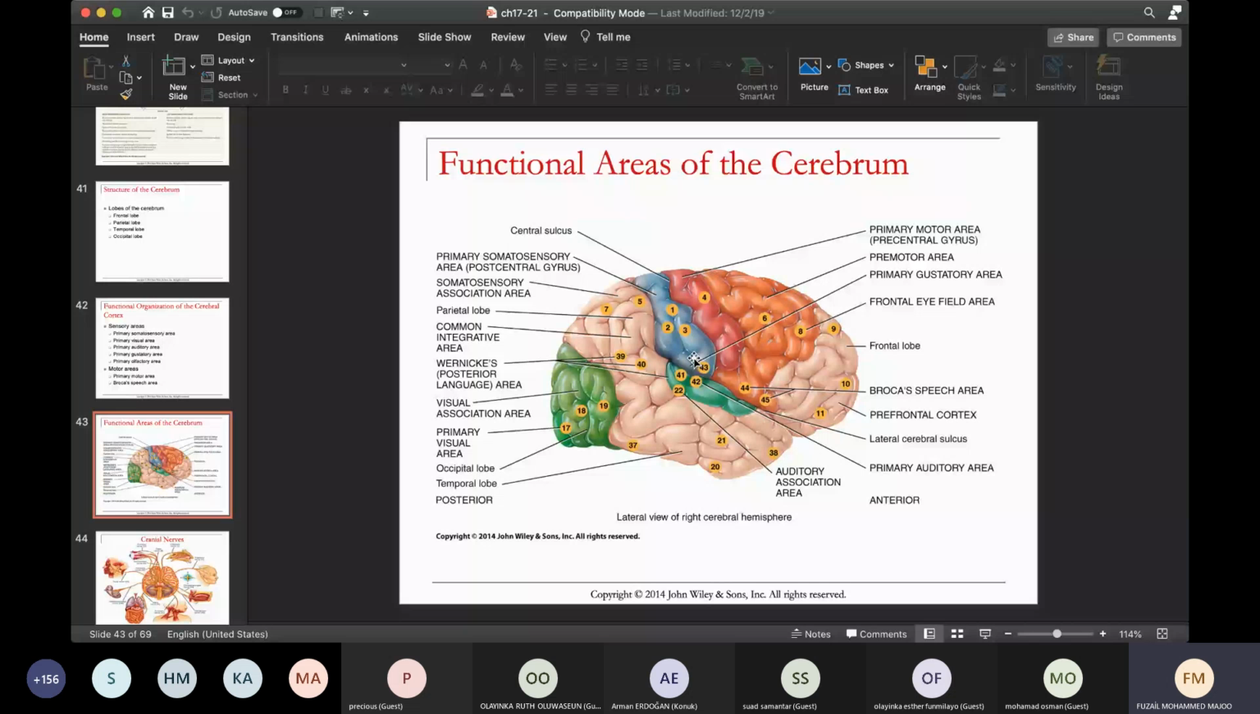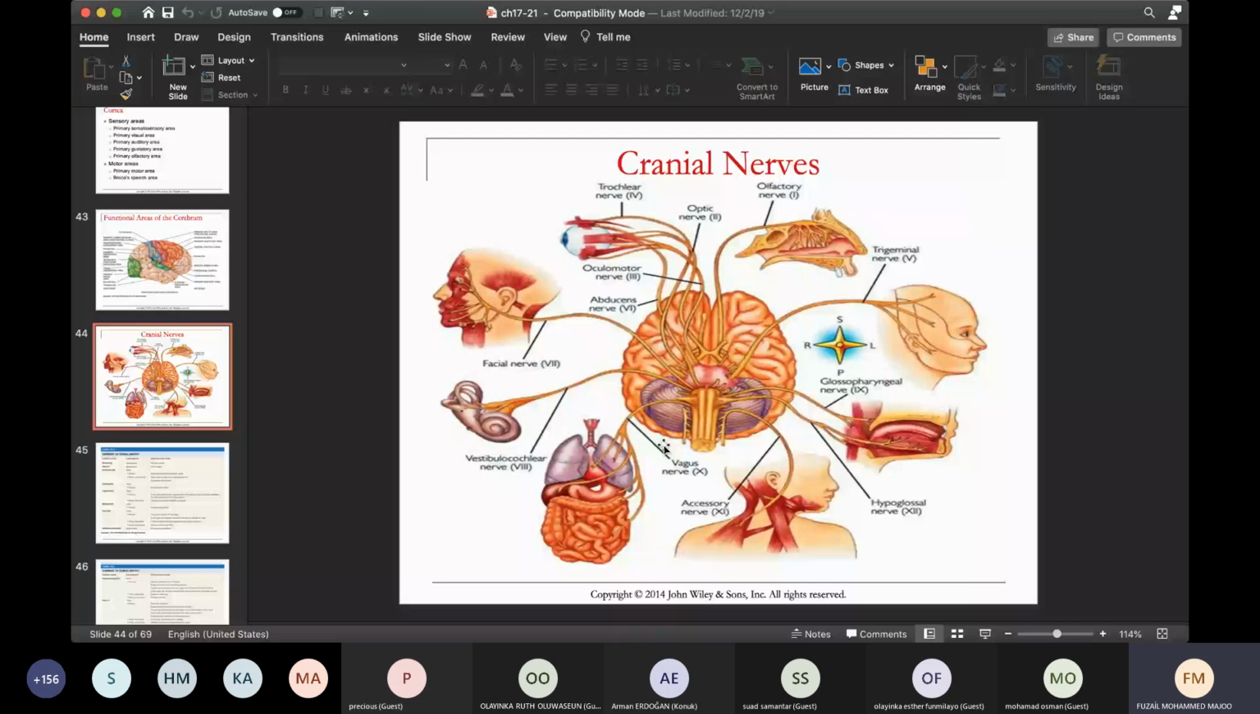Then you have nerves, cranial nerves. Okay, these are nerves that come off of the brain, directly off the brain. So they're numbered 1. So let's start off with this one, right? You have cranial nerve number 1, which is the olfactory nerve. Okay, olfactory nerve is cranial nerve number 1.